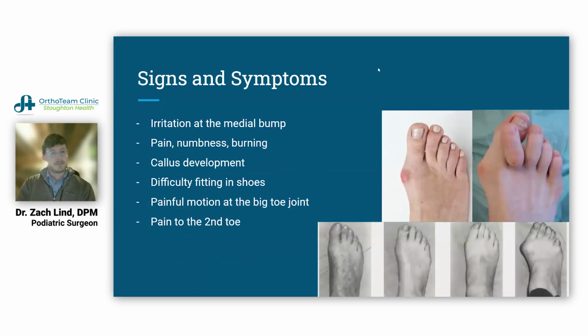Some signs and symptoms of bunions. Typically irritation at the medial bump there. You'll get irritation from shoes. Even sandals sometimes are difficult to find wide enough to accommodate that. Pain, numbness, burning, typically pain at the joint. It can also be pain at the second toe, as stated later down the list.